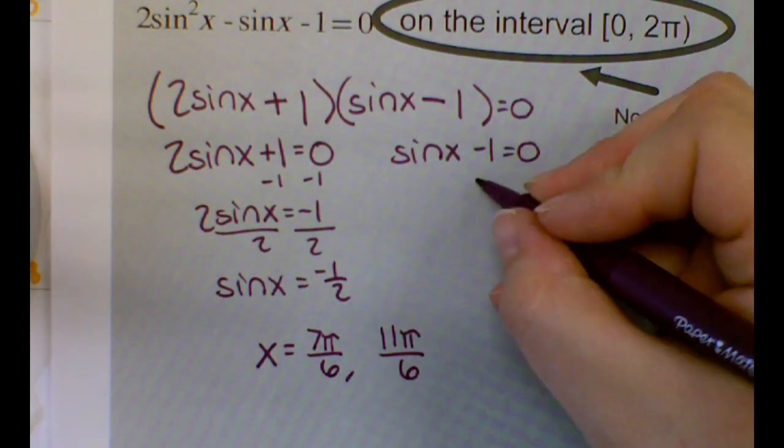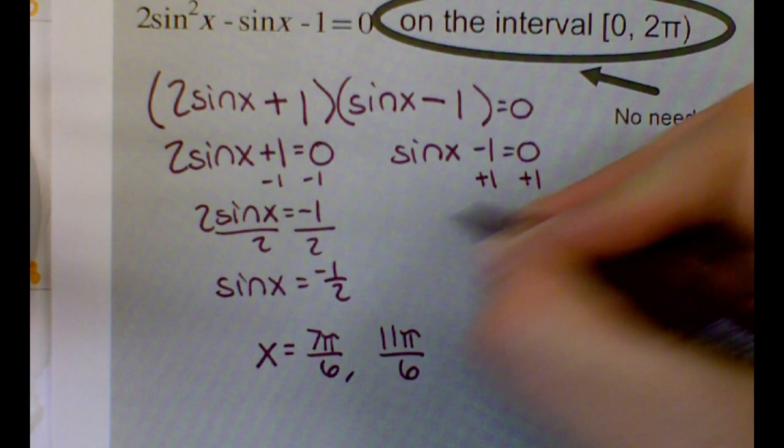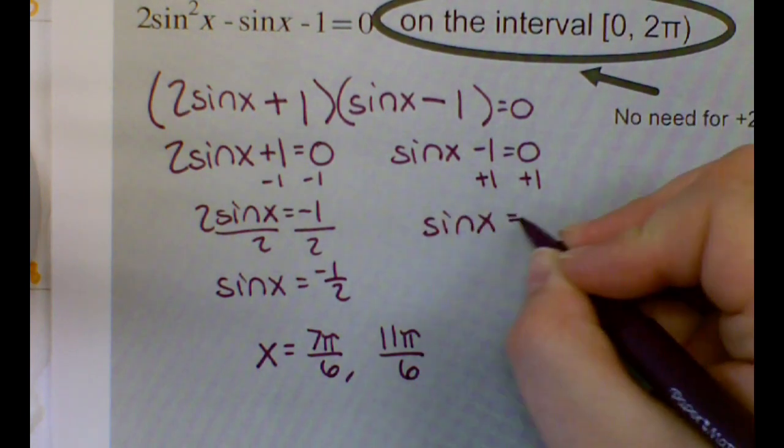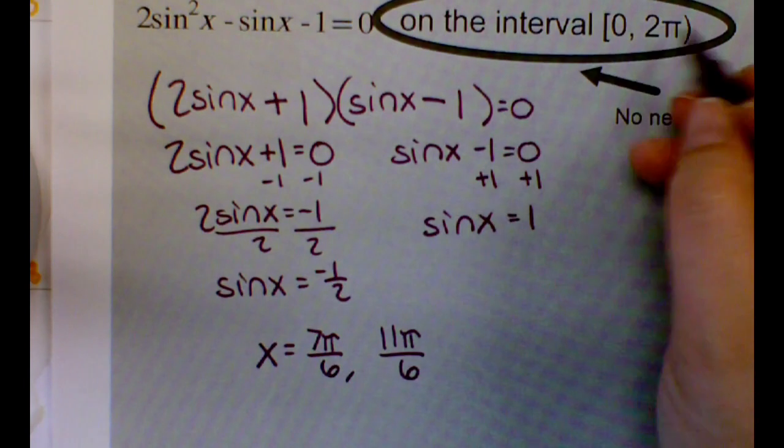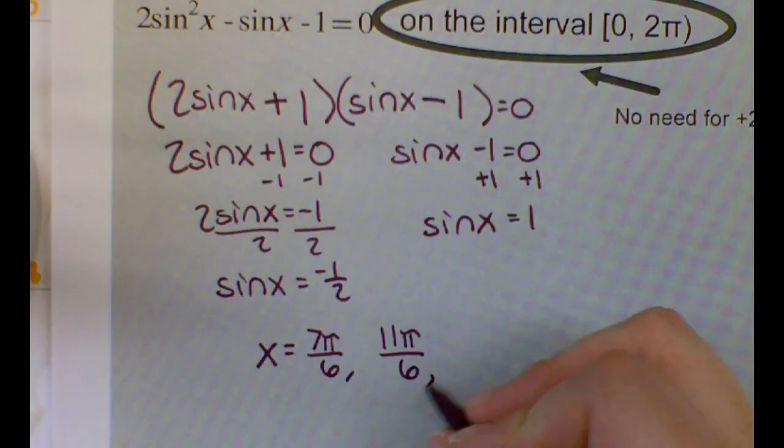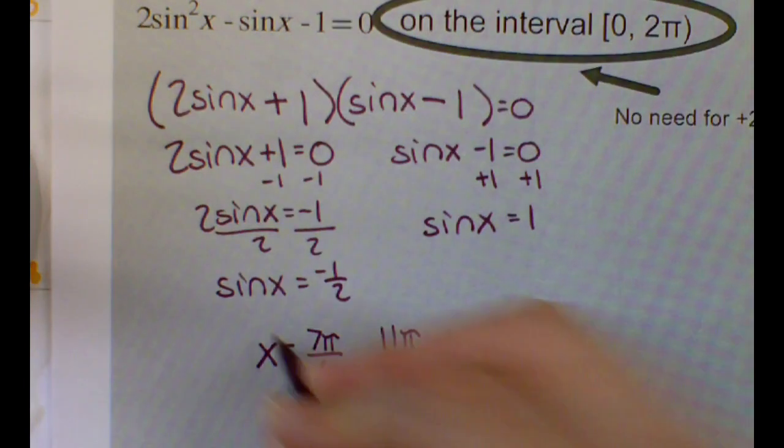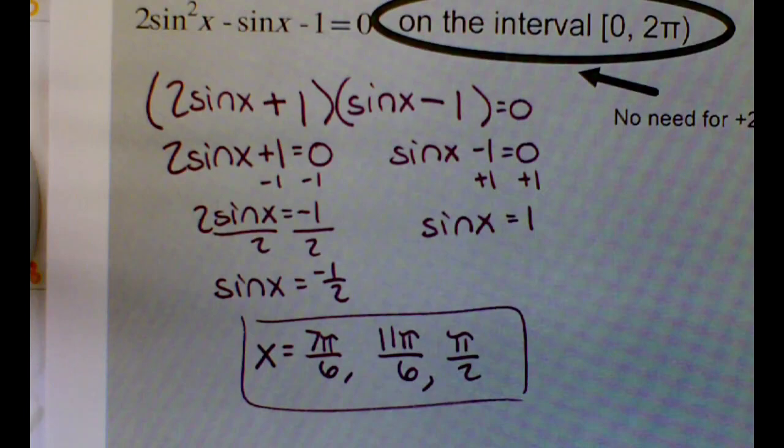Then I'll solve this other piece. Add 1 to both sides. Sine of x equals 1. Well, between 0 and 2 pi, where is sine 1? Pi over 2. So I have 3 answers for my x value.